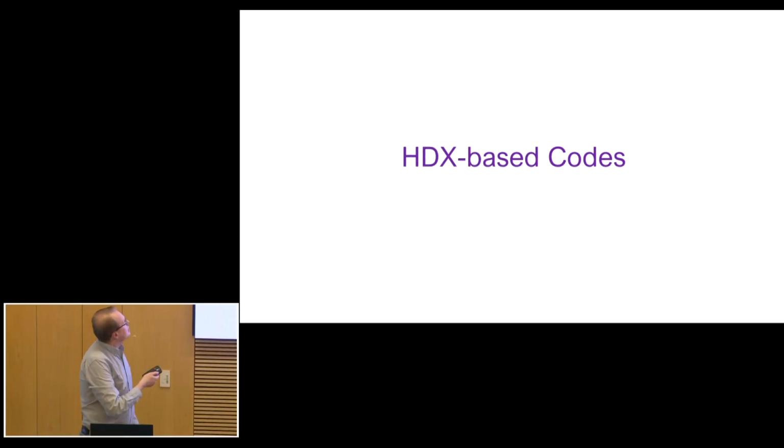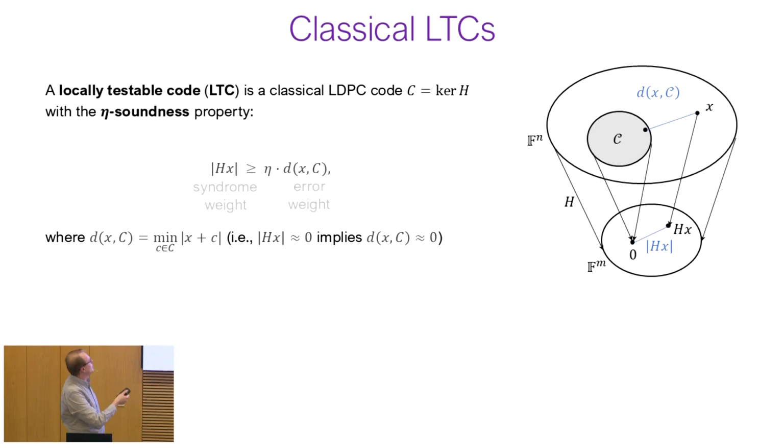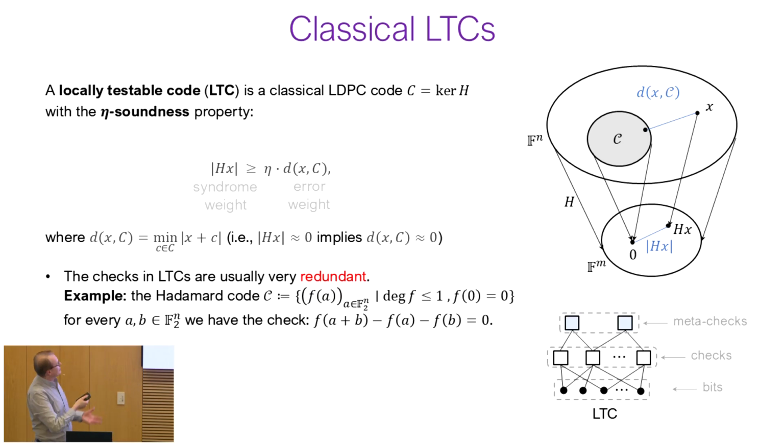Okay. So let me very briefly describe classical LTCs. I assume that almost everyone in this audience knows what they are. It is just a classical LDPC code where the syndrome grows at least linearly with the distance of the test vector. If we have some test vector, we calculate its syndrome, and the syndrome grows at least linearly. It is very well known that locally testable codes have very redundant parity check matrices, and there is a very good reason for this.